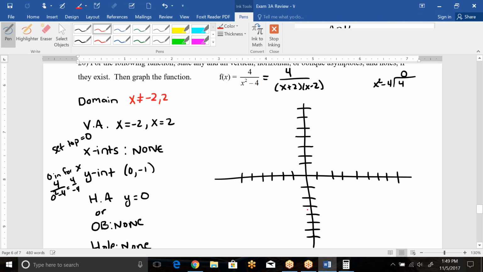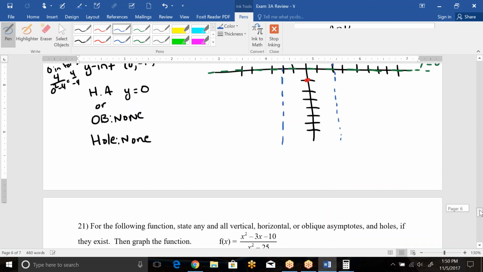So I'm going to plot what I know. So (0, -1) is a y-intercept. I have vertical asymptotes at -2 for x, so that's a vertical line at x equals -2. I have one at x equals +2. And then I'm supposed to have a horizontal asymptote at y equals 0. So I'm doing kind of a green line. It's kind of hard to see that. So that's y equals 0. This is x equals -2. And this is x equals +2. Okay, so what you see is that gives me 6 little subregions of this graph.